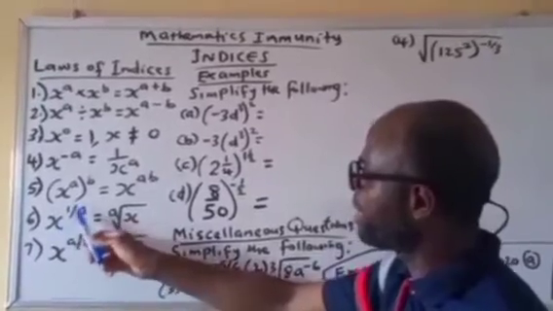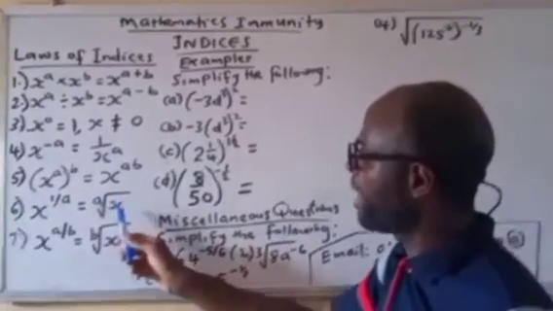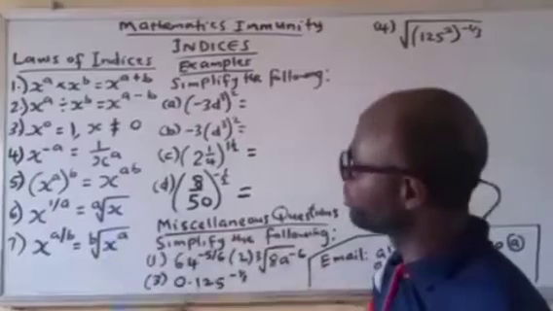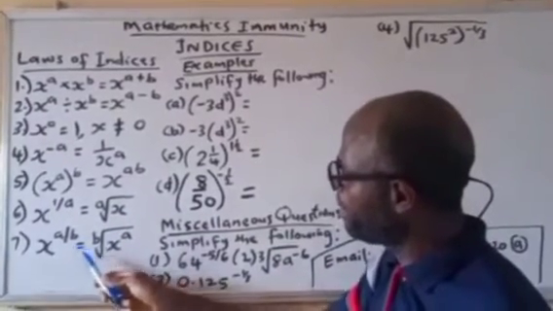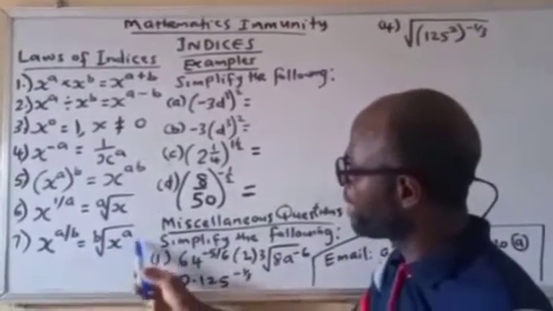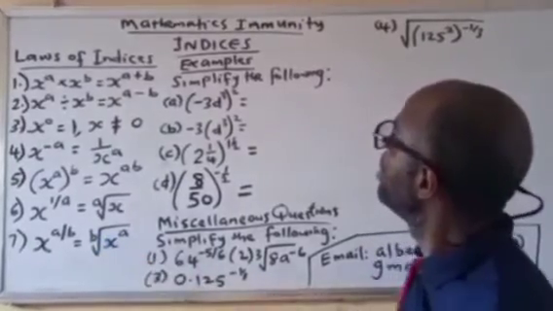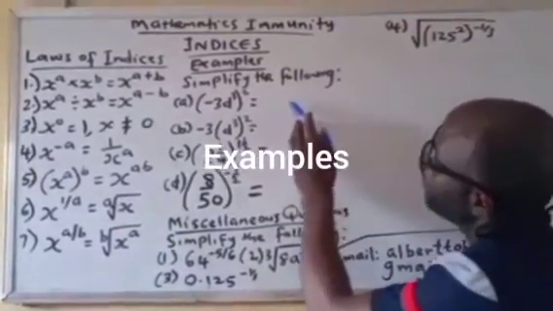And x raised by 1 over a is equal to the a-th root of x, and your a is the root. x raised by a over b is equal to the b-th root of x raised by a, and the root is b. So examples, simplify the following.